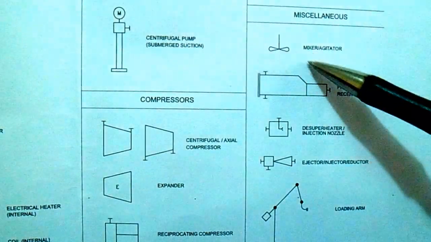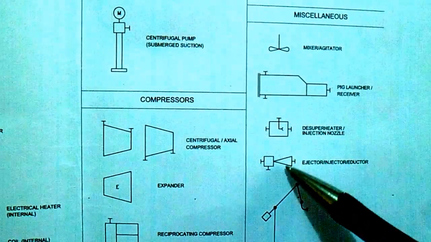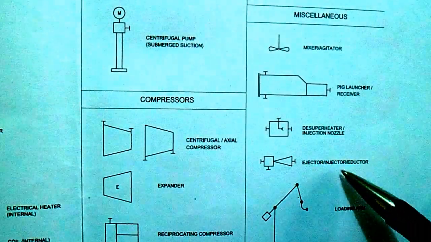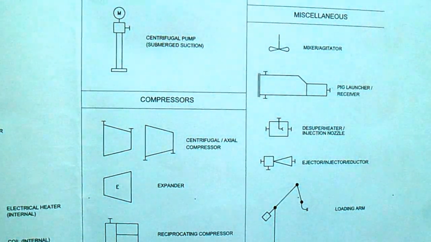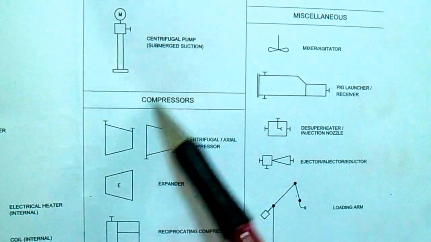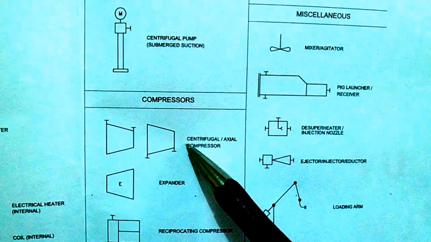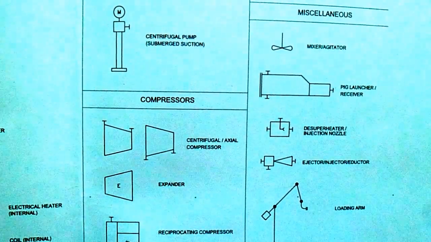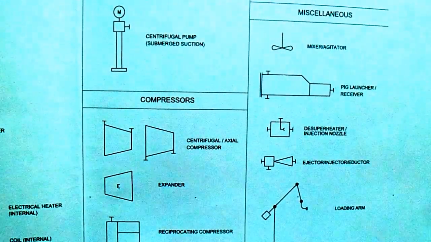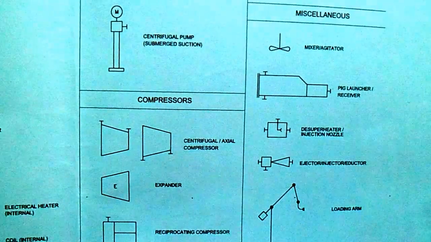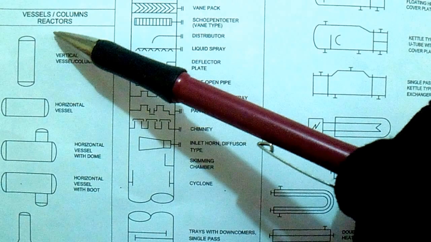We also have miscellaneous symbols: mixer agitator, pig launcher receiver, injection nozzle, injector inlet, eductor, and loading arm. And we have compressor symbols: the centrifugal axial compressor, expander, and reciprocating compressor. Then we have a vessel, column, and reactor.